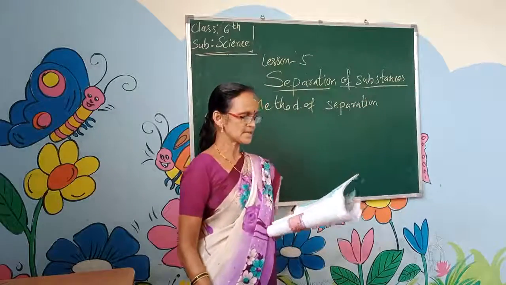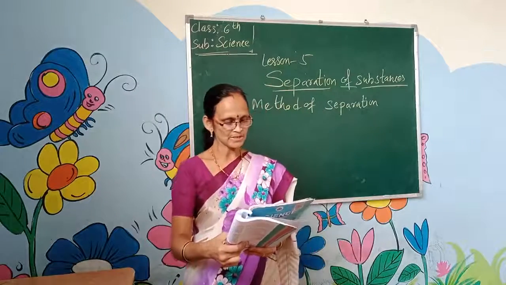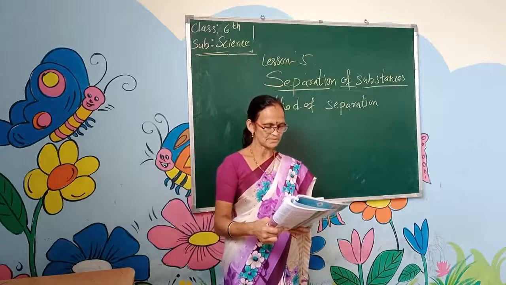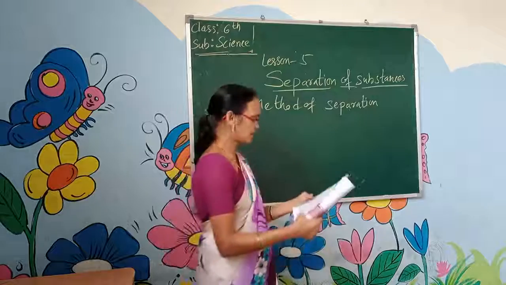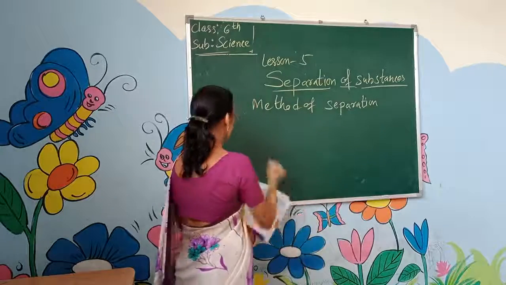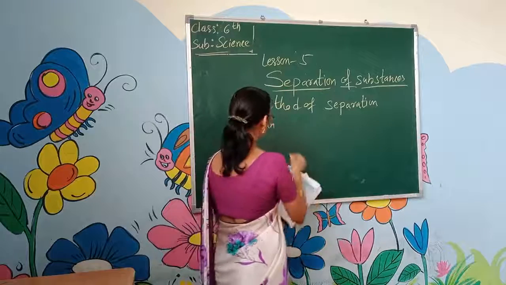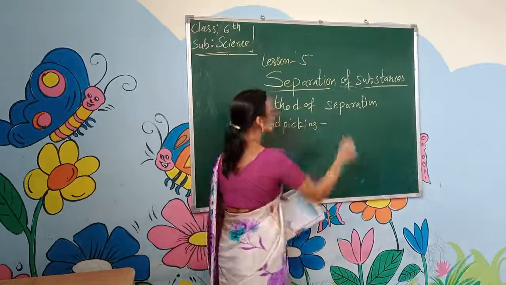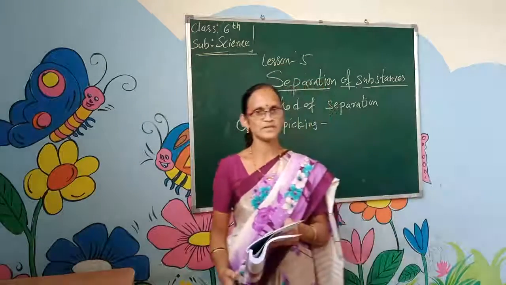We will discuss the simple methods of separating substances that are mixed together. You may come across some of these methods in our day-to-day life activities. The first method of separating is hand picking. This is an old method of separation which has been used from our ancient days till today. We are still doing hand picking.